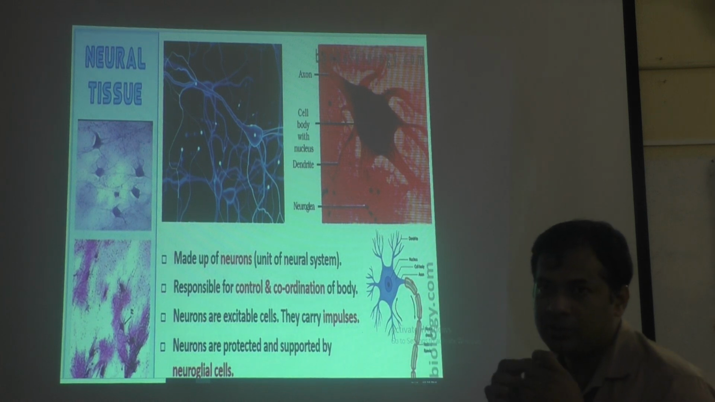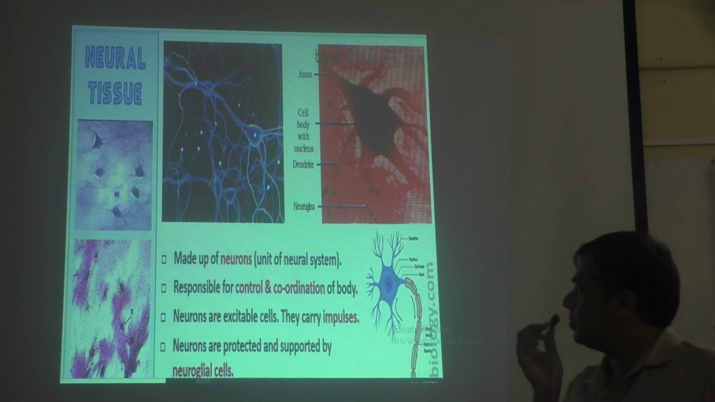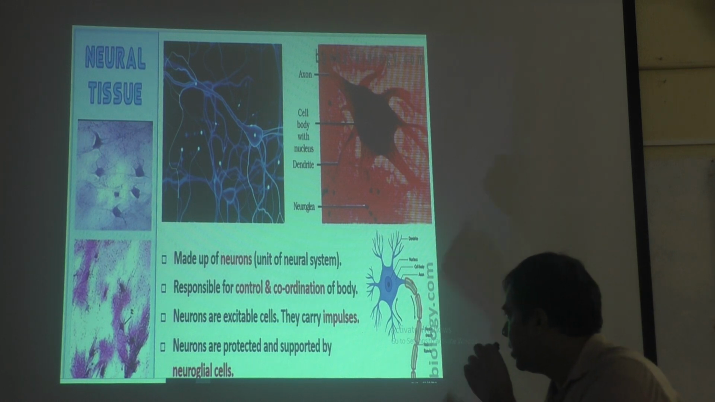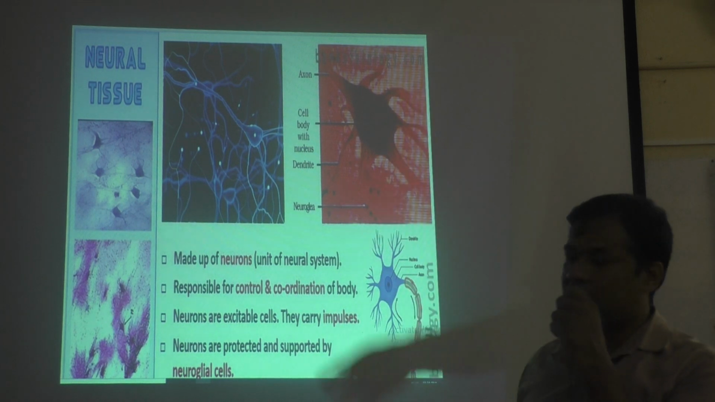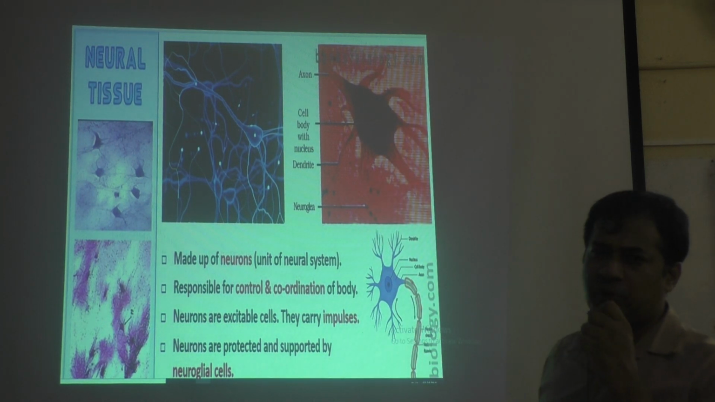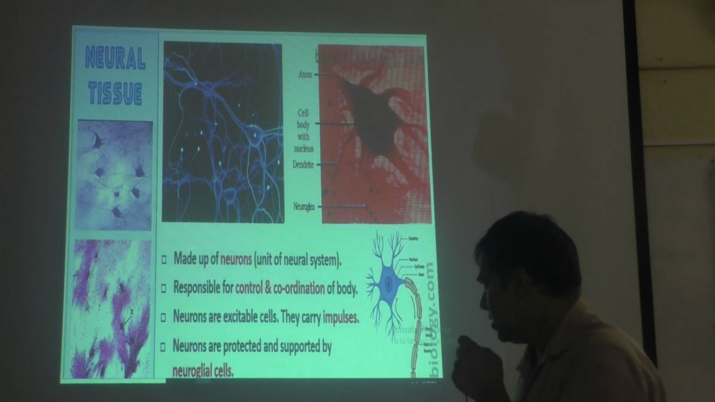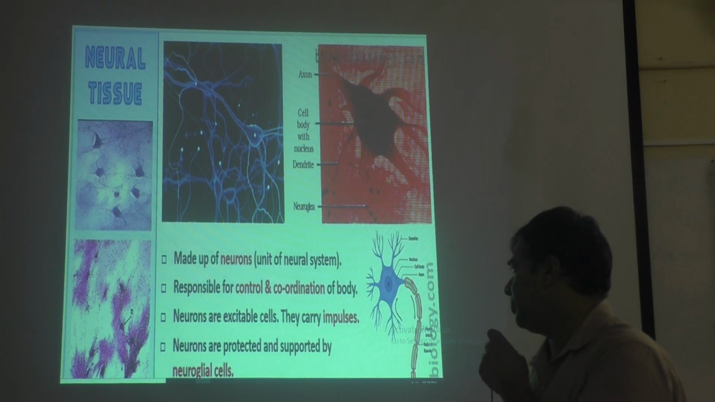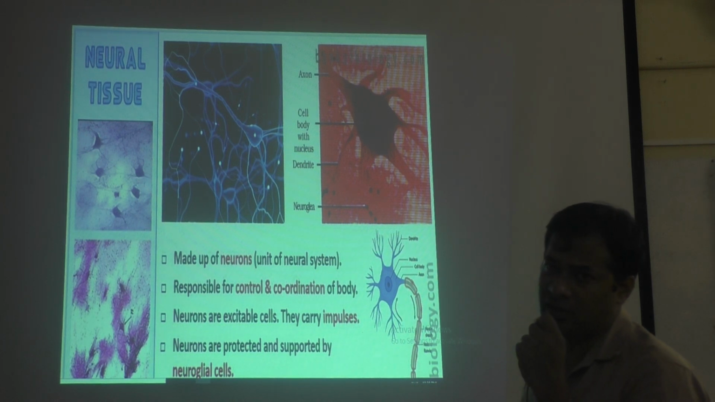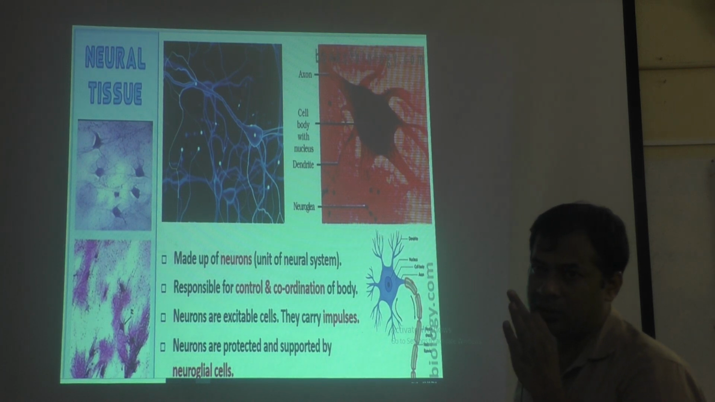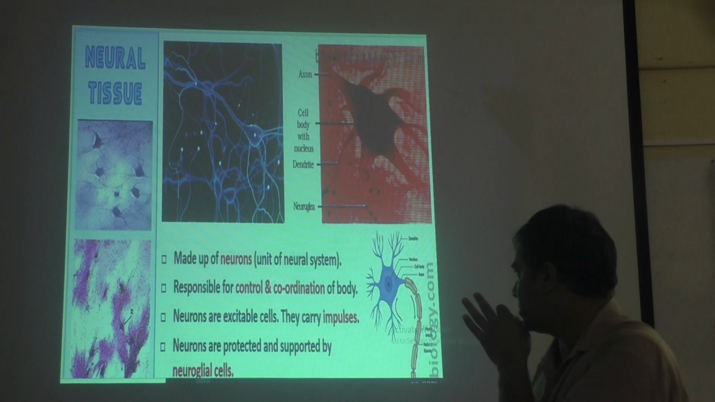The brain produces all the neurons, and the brain controls all the body parts. They carry impulses. Impulses means messages. Messages are transferred from one neuron to another neuron. Already you have learnt action potential and resting potential. Neurons are protected and supported by a special cell called neuroglial cells. Neuroglia is an outer cover of the neuron which protects it.